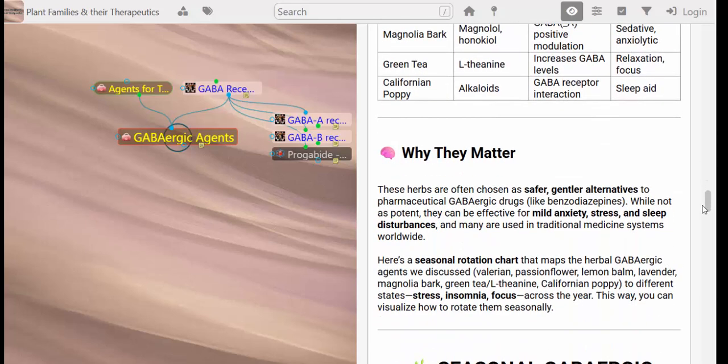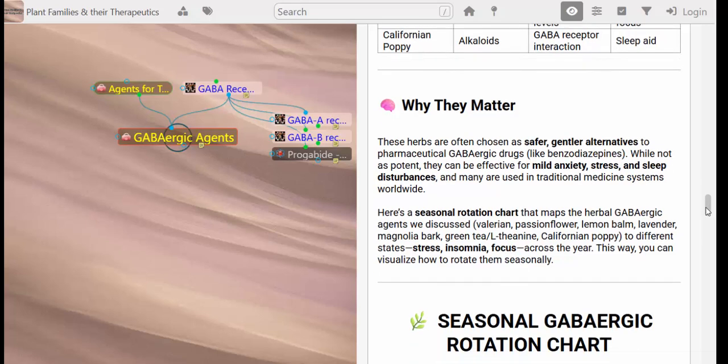Why do these agents matter? They're often chosen as safer, gentler alternatives to pharmaceutical GABAergic drugs, like benzodiazepines. While they're not as potent, they can be effective for mild anxiety, stress, and sleep disturbances, and many are used in traditional medicine systems worldwide.